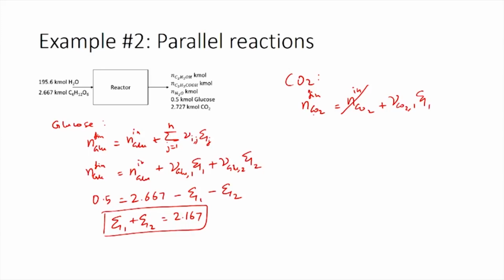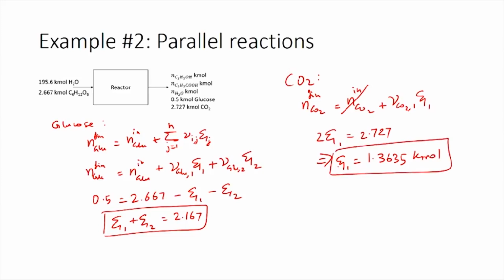So, the stoichiometric coefficient of carbon dioxide is 2 and carbon dioxide is a product, which means the stoichiometric coefficient will be written as a positive 2, which is 2 times extent of reaction for 1 would be equal to 2.727, giving you the extent of reaction for the first reaction as 1.3635 kilomoles.